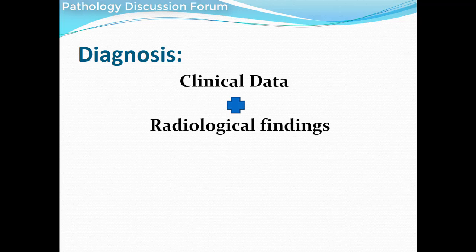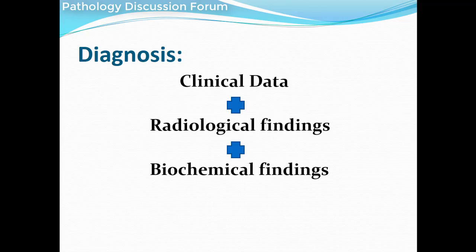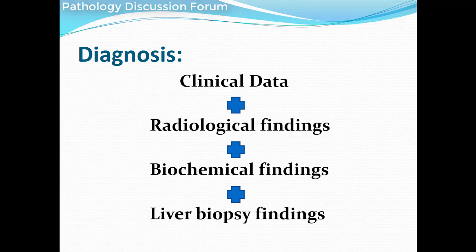Diagnosis is made based on the clinical features like ascites, jaundice, radiological findings like diffuse nodulation of the entire liver, biochemical findings like abnormal liver function test results, and finally the liver biopsy findings.